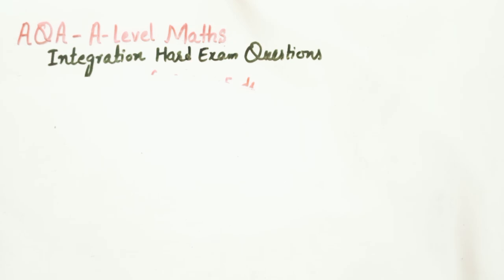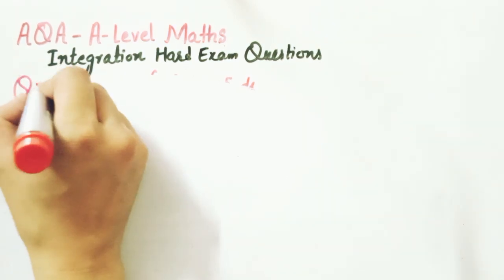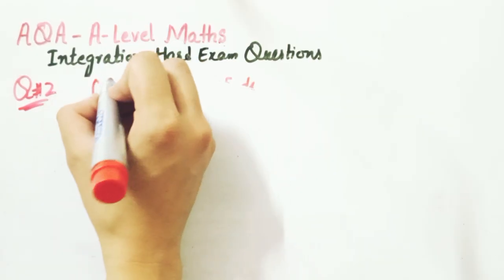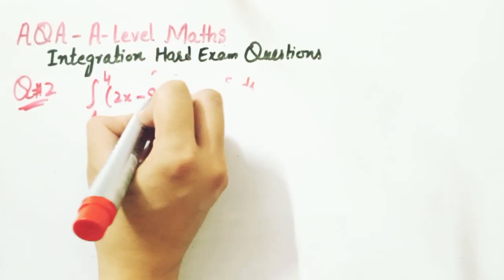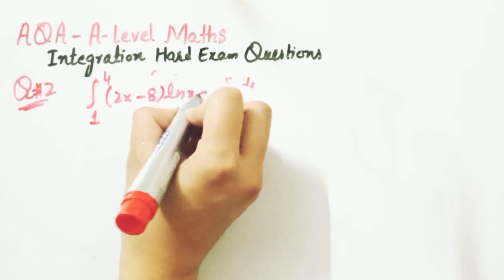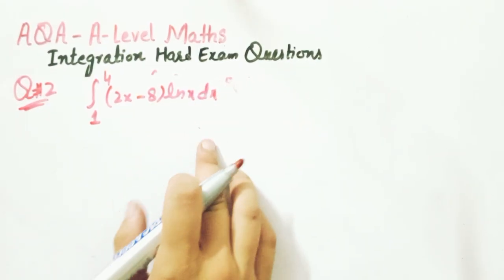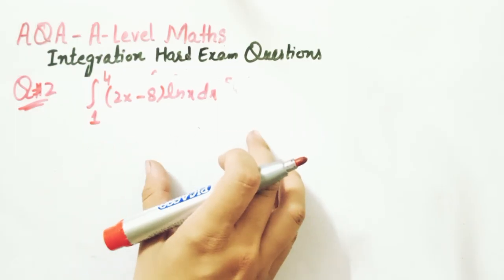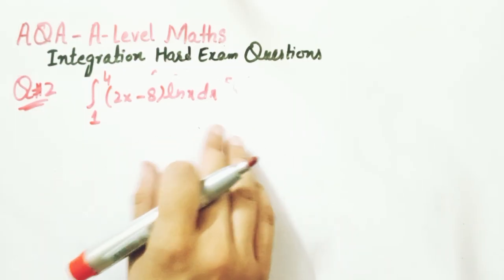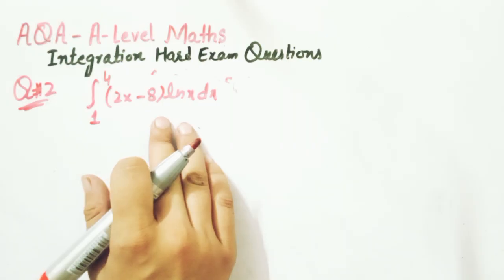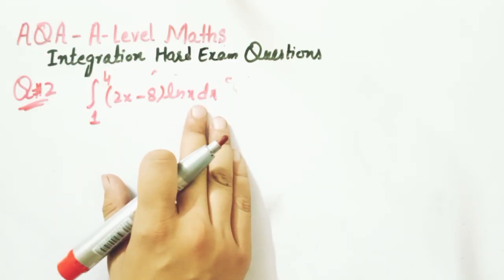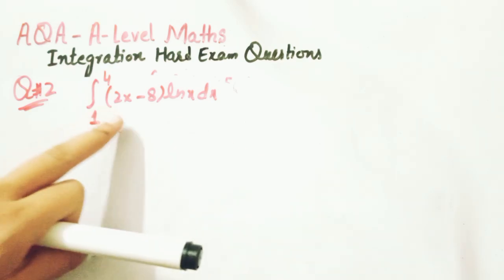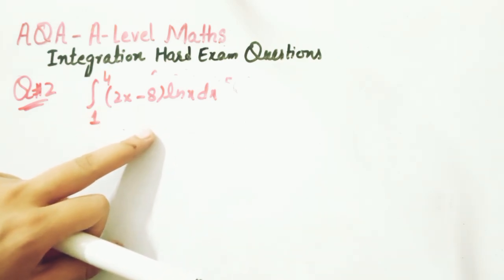Now you have question number 2 as integrate from 1 to 4 of (2x minus 8) ln x dx. This is the sort of question where students often know integration but choose the wrong method. Look at the expression. You have got a polynomial expression multiplied by ln x. So what method should immediately come to your mind? Polynomial multiplied by ln x.